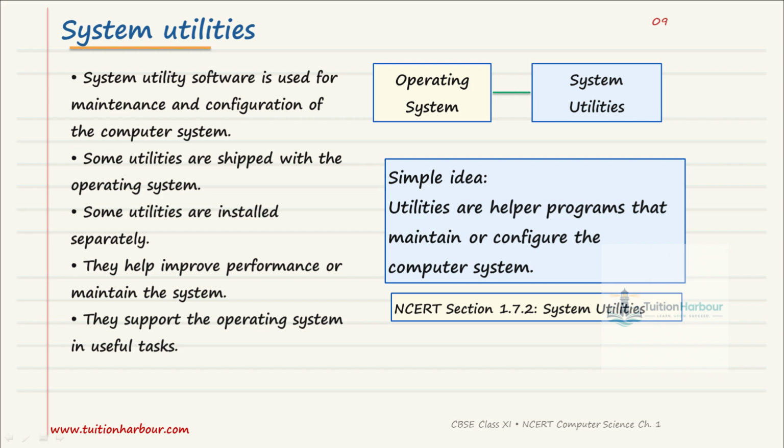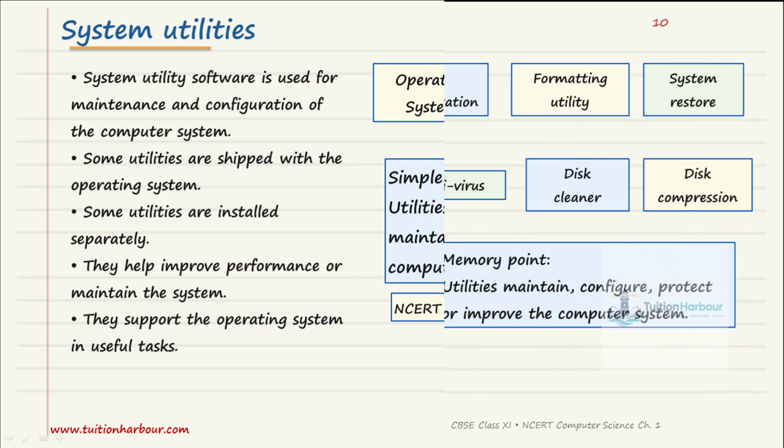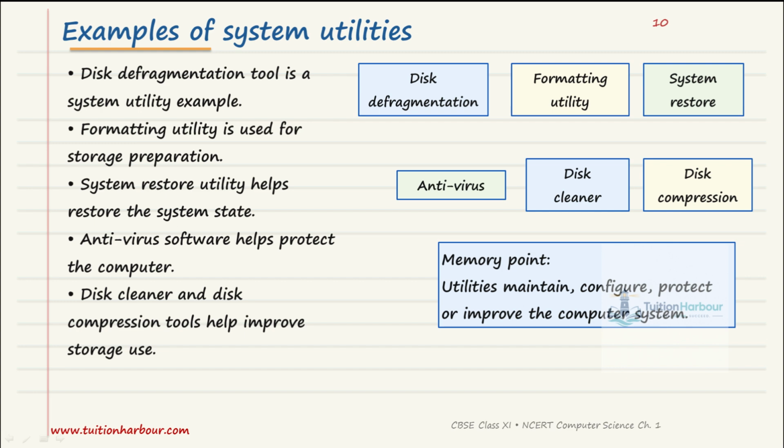System utilities are software used for maintenance and configuration of the computer system. Some utilities come with the operating system. Some are installed separately to improve the system. Examples of system utilities include disk defragmentation tools, formatting utilities, system restore utilities, antivirus software, disk cleaner tools, and disk compression software.